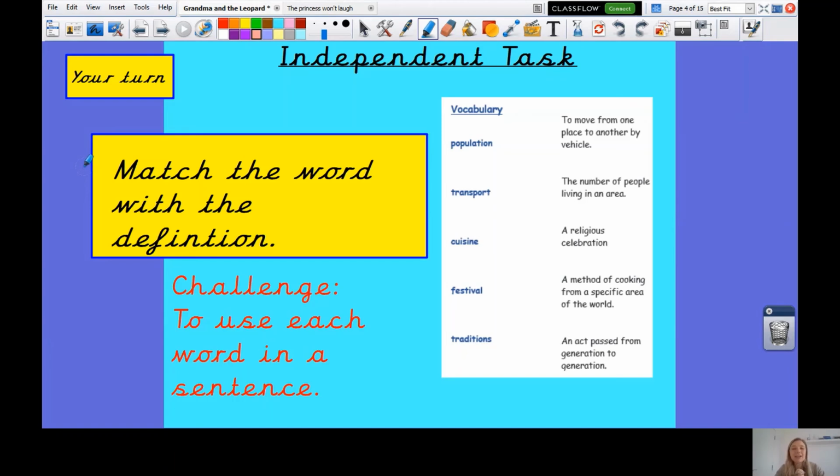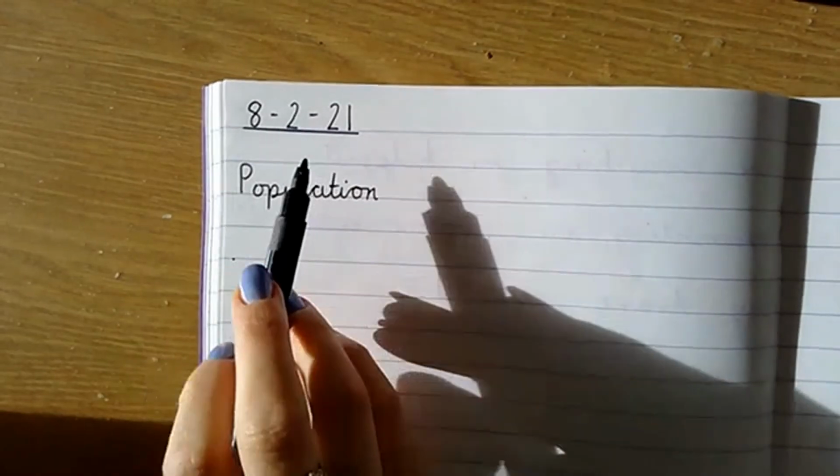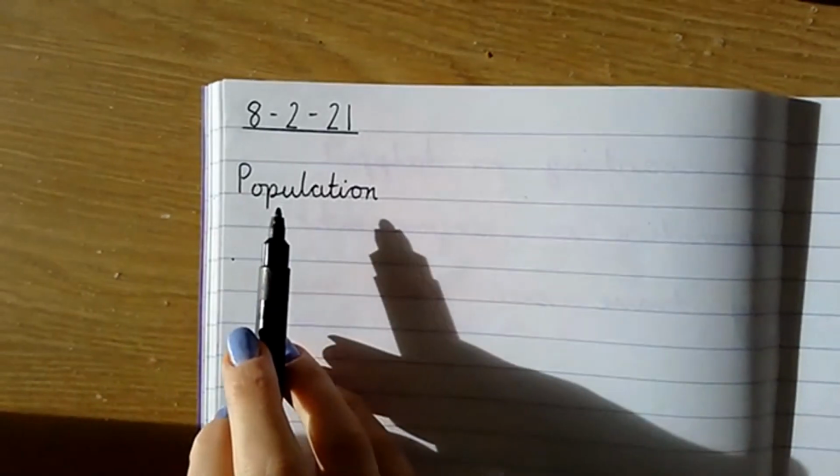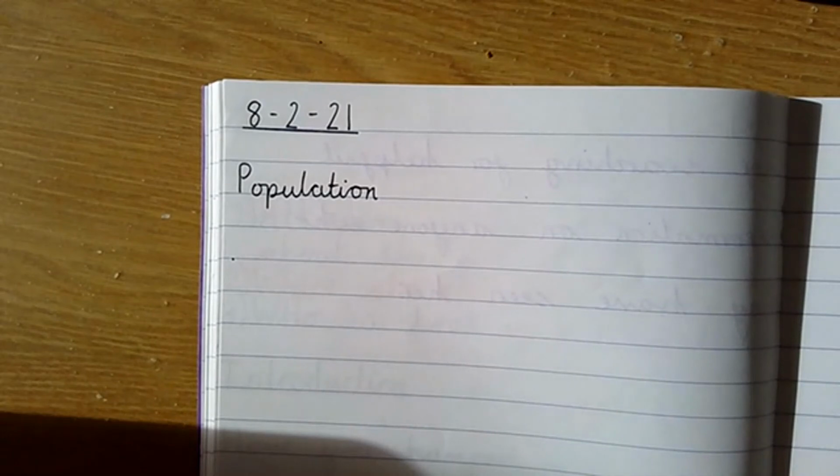Okay, now it's time for our independent task. Your task is to match the words with the definitions, and your challenge is to use each word in a sentence. I'm going to model it now. So I'm ready to start my definitions. I've got the date and I've underlined it and I've written the first key word, population. Now, population is the number of people living in an area.